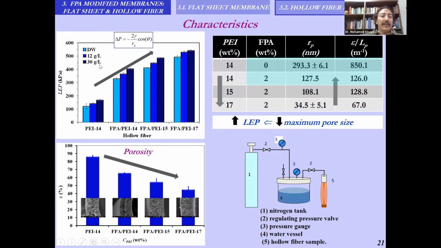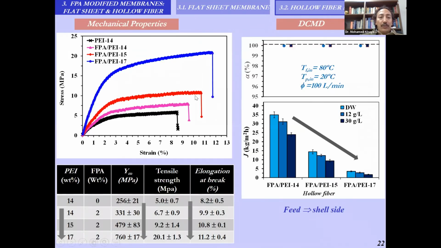We characterized these membranes by liquid entry pressure of water, and we observed higher liquid entry pressure values for the modified hollow fibers, as you can see here, higher than 3 bar. The pore size, effective porosity, and porosity were reduced with the addition of FPI. And the mechanical properties were also improved: Young's modulus, tensile strength, and elongation at break whenever we added FPI to the polymer solution, similar to what occurred for flat sheet membranes.